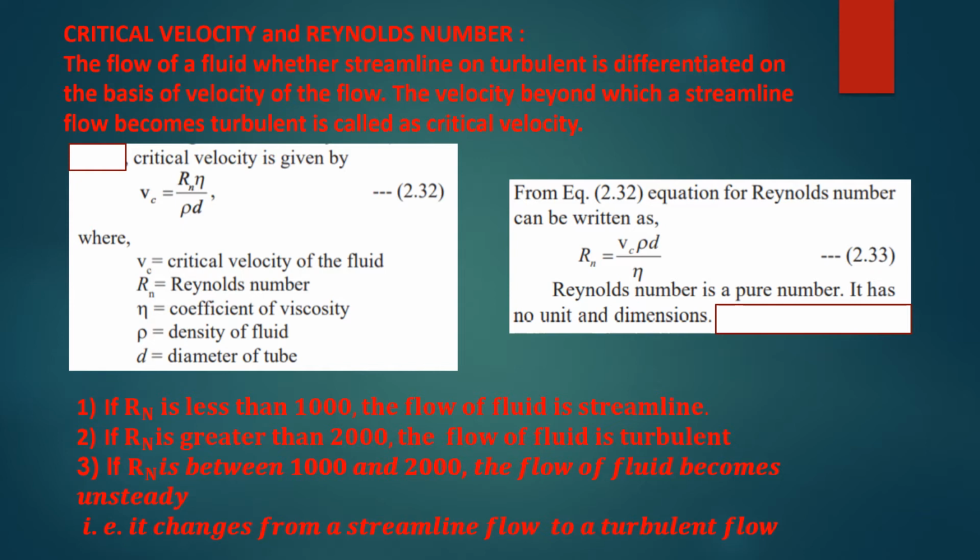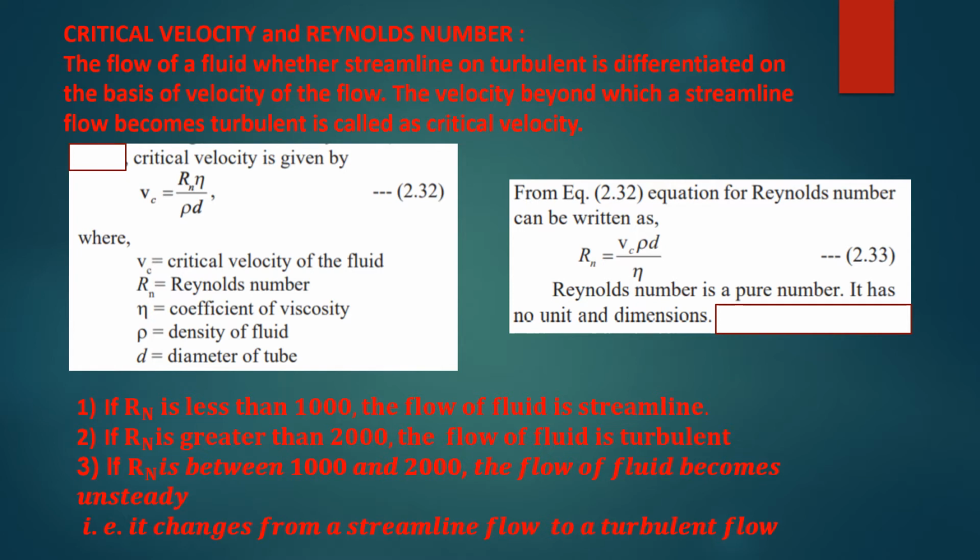We'll be learning about it in details in the next slide. Rho is the density of fluid and d is the diameter of tube. If we rearrange these terms, we can write the equation for Reynolds number as Rn = Vc rho d / eta, where Rn is Reynolds number, which is a pure number, has no unit and dimensions, and it determines whether a given fluid flow will be streamline or turbulent as per the following conditions.